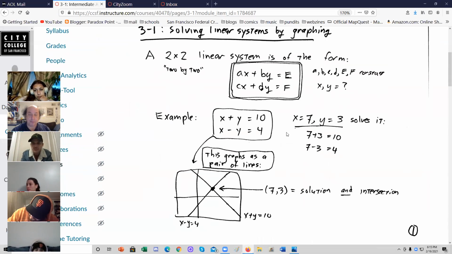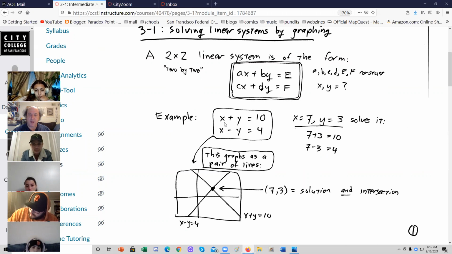For example, x plus y equals 10, x minus y equals 4. Two numbers add to 10 and differ by 4. What are the numbers? Well, okay, 7 and 3 solve it. 7 plus 3 is 10, 7 minus 3 is 4. So 7, 3 is the solution to this system.